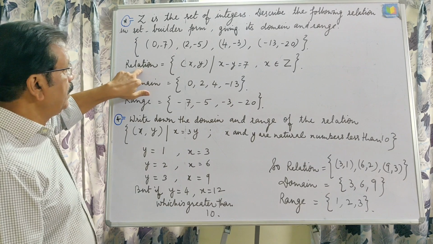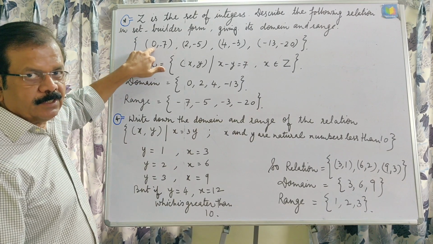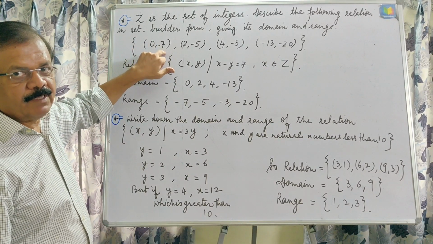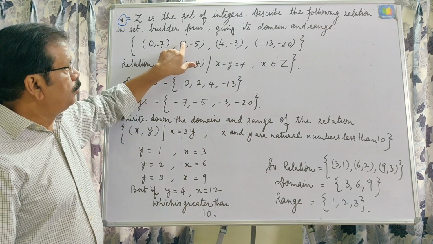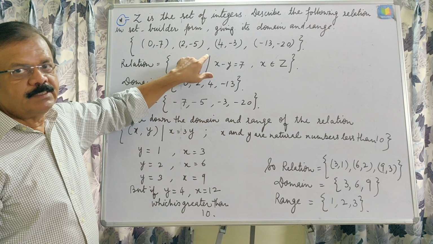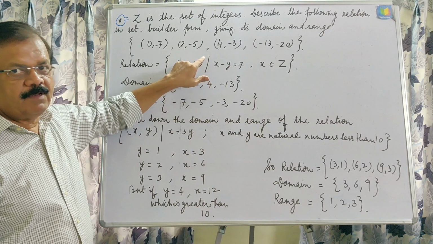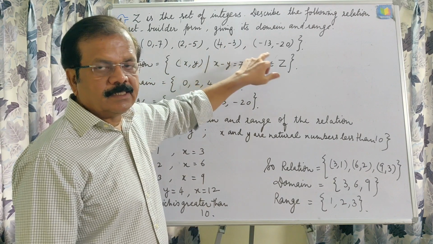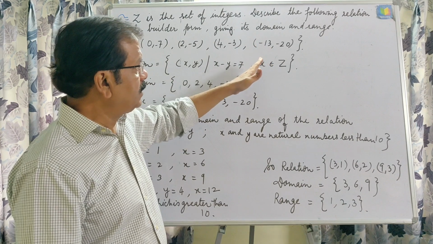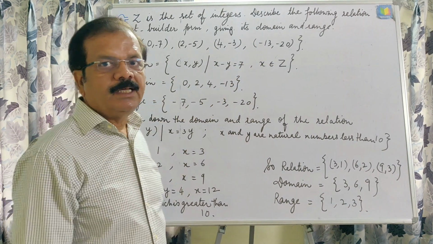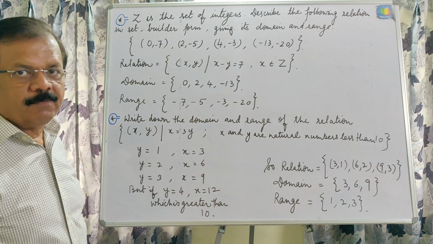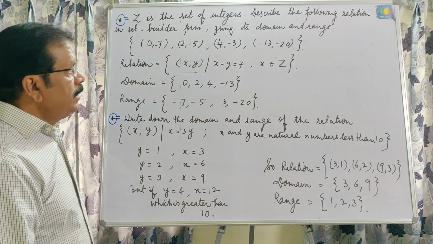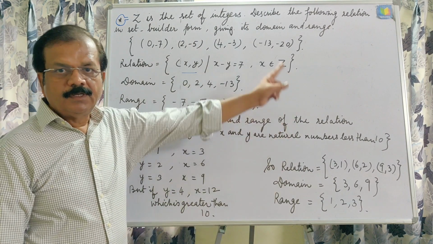Now the relation can be, here we can see 0 minus (minus 7) is equal to 7. 2 minus (minus 5) is equal to 7, because the sign will change, minus minus. 4 minus (within bracket minus 3) is equal to 7. Okay, again the sign will change, and this way we get the relation in the form of variables x, y written as ordered pairs, where x minus y is equal to 7, x belongs to Z.